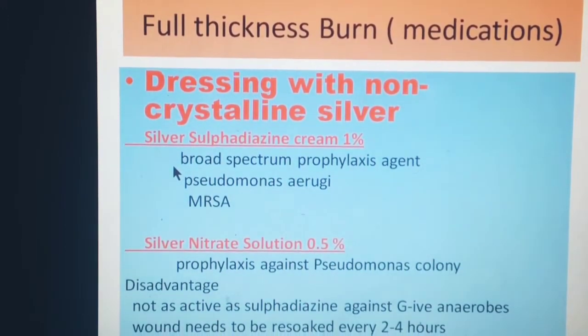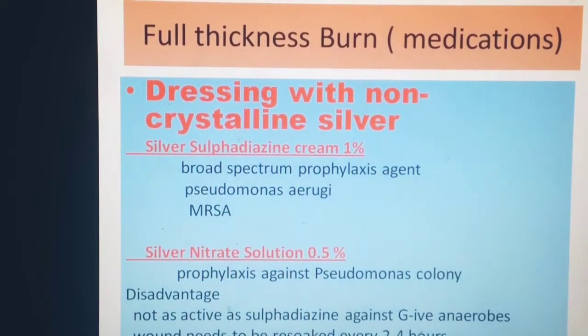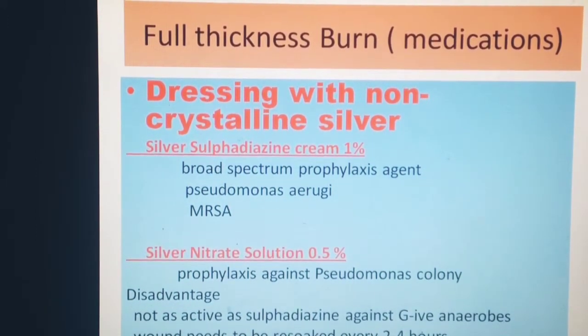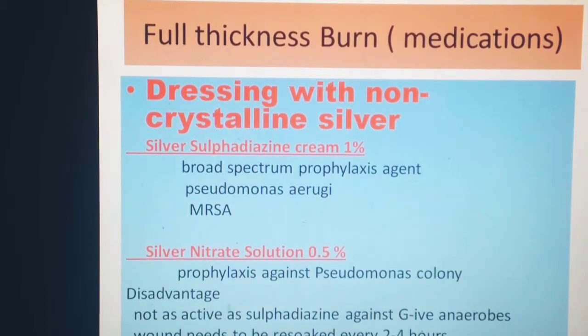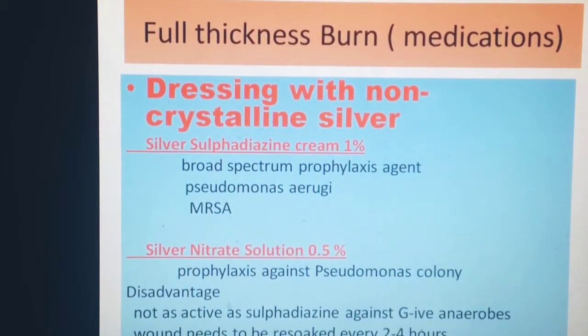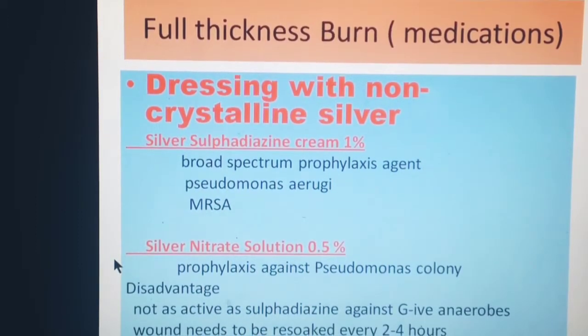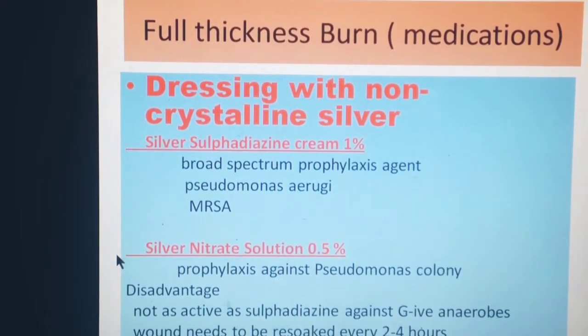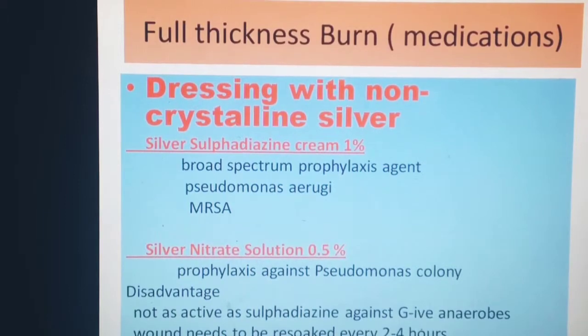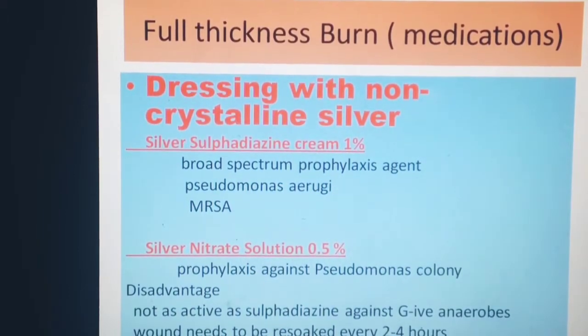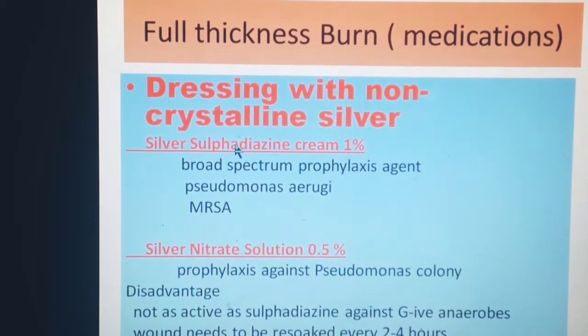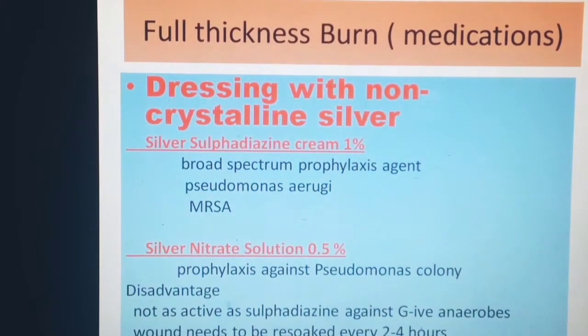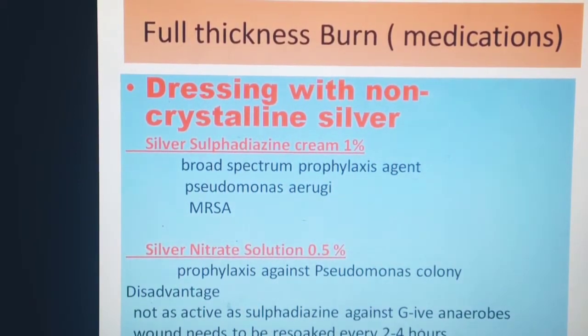This also has an antibacterial property against Pseudomonas aeruginosa and MRSA, which is methicillin-resistant Staph aureus. The next agent we can use on burns is silver nitrate solution, which is a prophylactic against Pseudomonas colonies, but the disadvantage of such a solution is that it is not as active as sulfadiazine against gram-negative anaerobes, so the wound needs to be re-soaked every 2 to 4 hours.